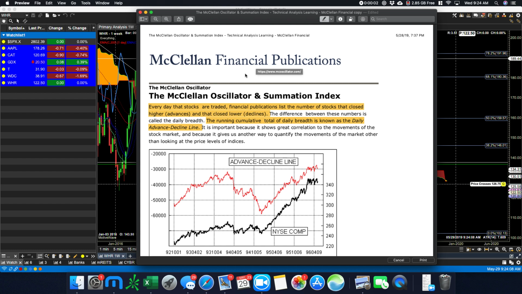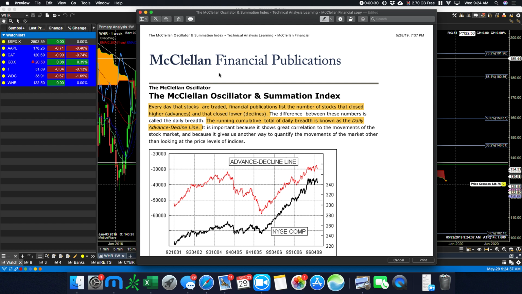Somebody asked me in one of the comments why I use the McClellan Oscillator. I guess the best way to explain that is just to take you to the education page for the McClellan Oscillator and read what I've highlighted here. It's just another way of better tracking the market's momentum based on the number of stocks that advance and the number of stocks that decline.